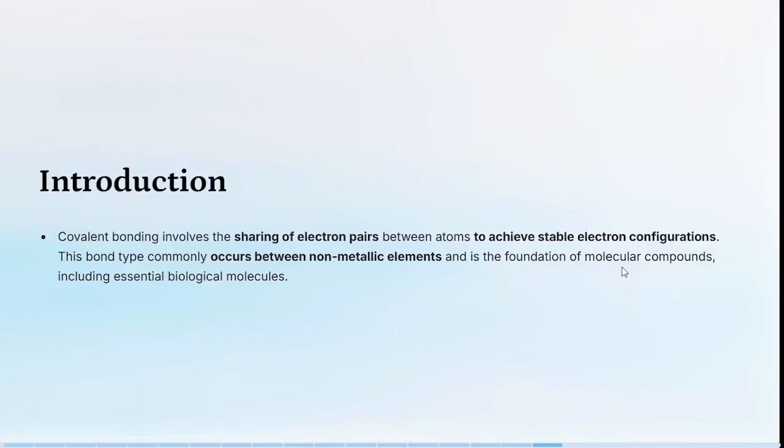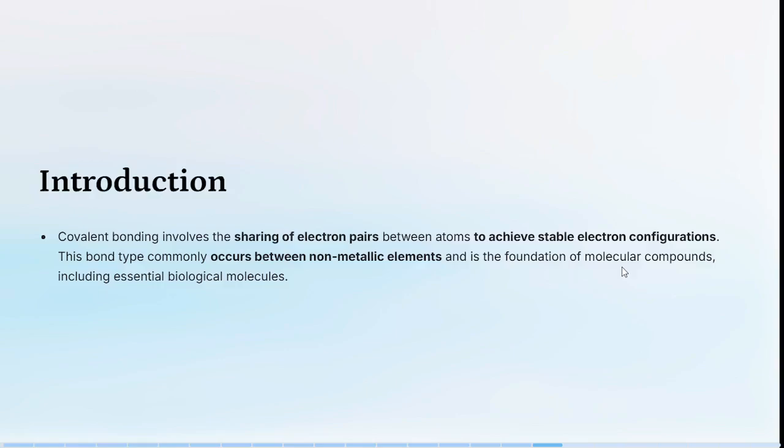Covalent bonds are bonds that involve the sharing of electron pairs between two atoms to achieve a stable electronic configuration. For ionic bond, the purpose was to achieve a stable, complete outermost shell, while for covalent bond, it's to achieve a stable electronic configuration. Covalent bond involves electron sharing, while ionic bond involves electron transfer. So as you're taking your note, take note of these things I'm mentioning.